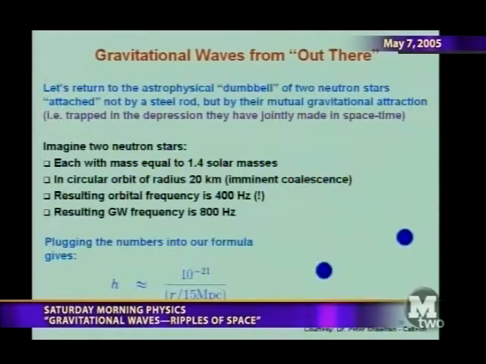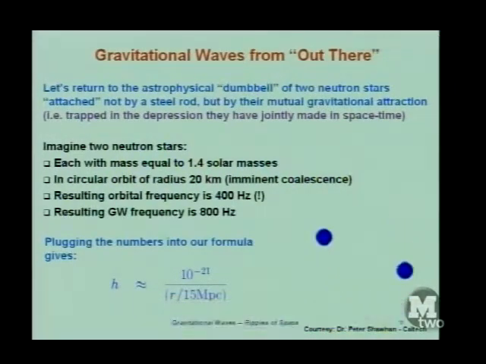Now, 50 megaparsecs is about 50 million light years, and that happens to be the distance between us and the center of the Virgo cluster, which has lots of galaxies with lots of stars that might do this sort of thing. 10 to the minus 21 happens to be the sensitivity that modern gravitational wave detectors have. I'll talk about that in detail next week.